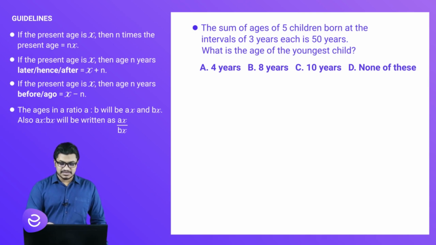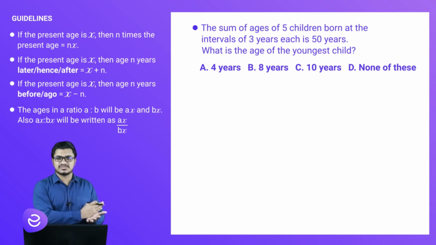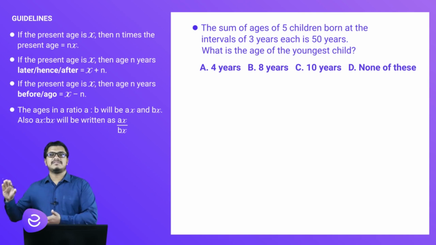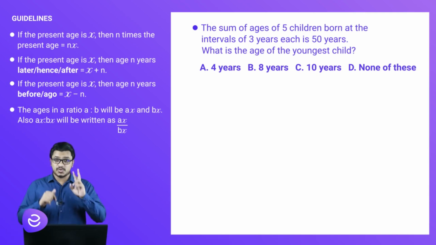Now the last thing given is that the sum of the ages of the children born at the interval of 3 years each is 50 years. So if we take the ages as x1, it means that x1 plus x2 plus x3 plus x4 plus x5 is equal to 50. So that is a sample equation. We have two very good pieces of information here.